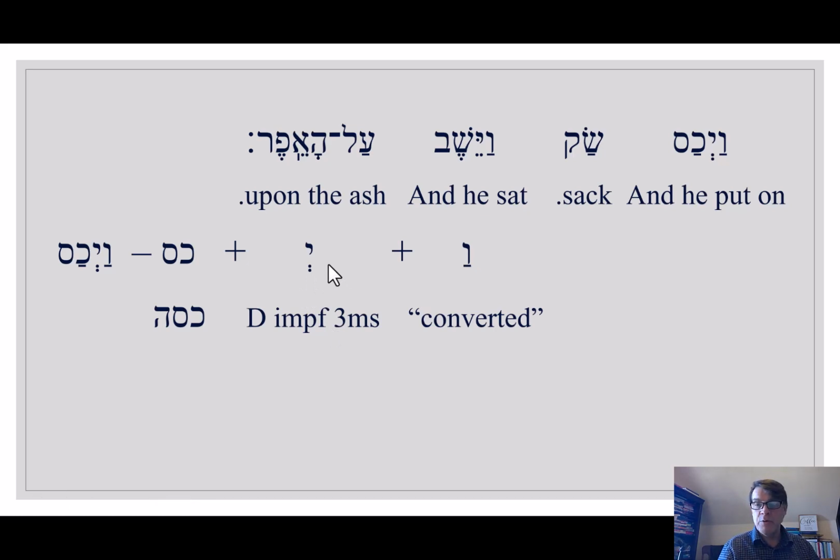So, and he put on a sack. He put on sackcloth. Vayeshev, and he sat upon the ash. So this is a hey, not a patach, because the aleph wouldn't do doubling, and so bam, it ricocheted off and made the patach into a kamatz by compensatory lengthening. But it's the ash, the efer. That sounds like something you, anyway. It's Ash Wednesday. Happy Ash Wednesday.